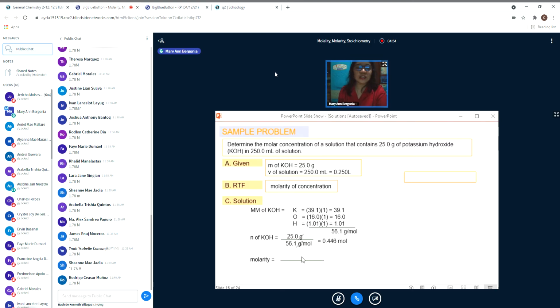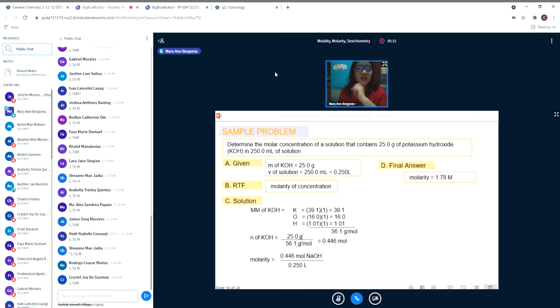And after that, syempre we'll have molarity. So we have 0.446 mole potassium hydroxide over 0.250 liters. So for our final answer, we have 1.78 molar or M or 1.78 mole per liter. That is your final answer. So far, tama naman yung answers ng karamihan, pero with regards to the unit, yung mga gumamit ng small m, that is for molality. Si molarity, bigger M po tayo. So yung mas malaking M.